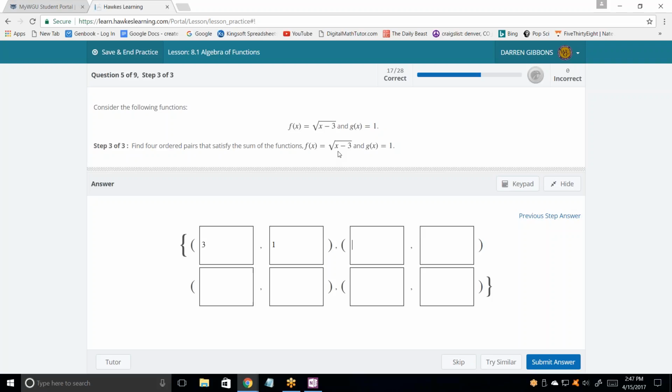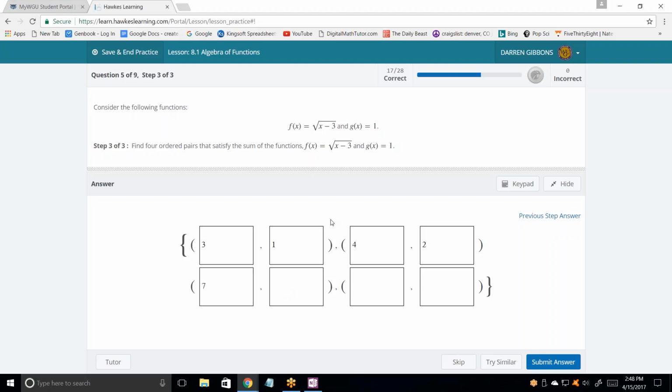Now, I can again use 4 because that results in a nice round number. So when x is 4, what is the sum going to be? 2. Okay. And again, let's go back to my round numbers. Last time I used 7. That's a good one to use again. What's the sum?